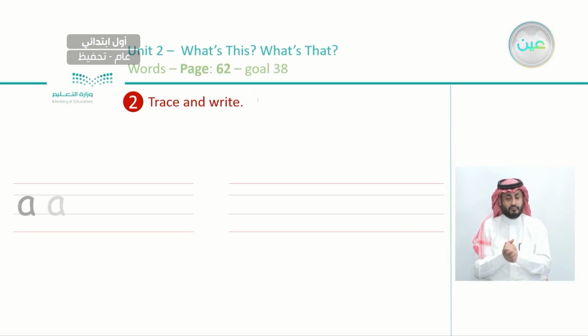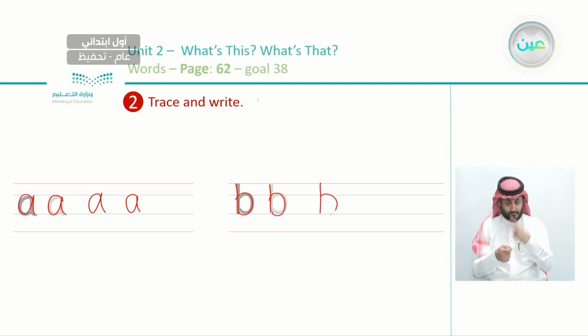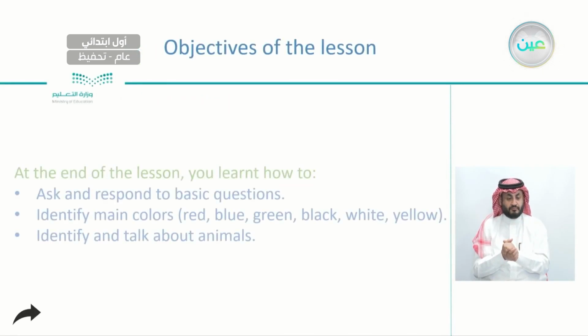Now we have A. Is it capital or small? Small A. So this is the A, and let's write it two more times. Okay. What after A? We have B. Perfect. So this is small b. Okay. Like this. Let's write it two more times. B and B.